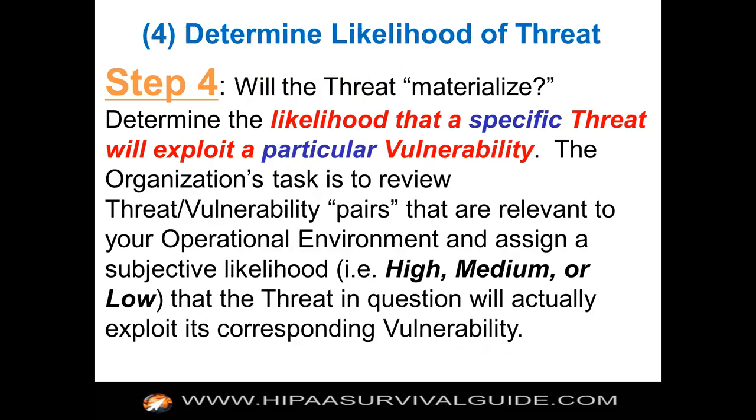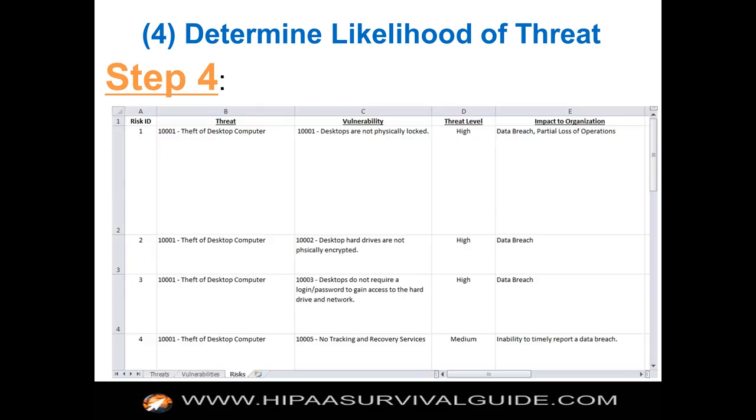And again, once you have the inventory, it's going to be easier to document what the as-is is. So step four, will the threat materialize? Will the threat actually exploit the vulnerability? So you want to determine the likelihood that a specific threat will exploit a particular vulnerability. Remember, now you're looking at a pretty granular view of threat vulnerability pairs, right? So the organization's task is to review threat vulnerability pairs that are relevant to your operational environment and assign a subjective likelihood of high, medium, or low that the threat in question will actually exploit its corresponding vulnerability.